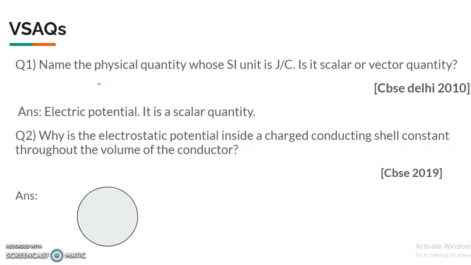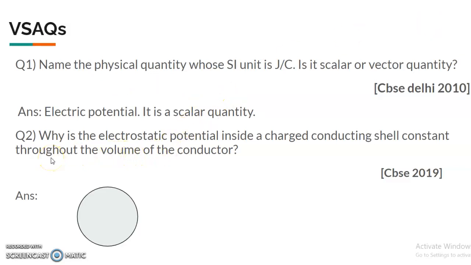We know that V is going to be electric potential, which is going to be equal to W by Q, where the SI units of W and Q respectively are joule and coulomb. Hence the answer is electric potential.